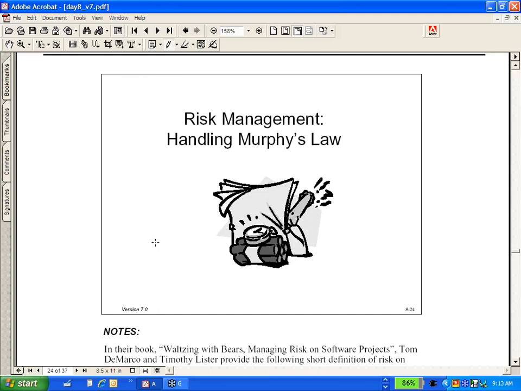Risk management, handling Murphy's Law. How many people had heard of Murphy's Law before? Yeah, it's the same context. Swinder, have you heard? What is Murphy's Law at its very basic level? What is it? Oh, I don't know.